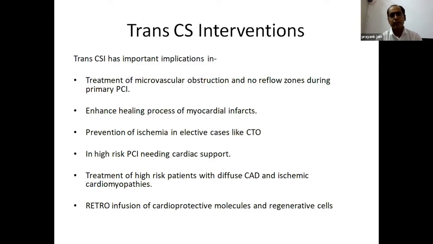So transcoronary sinus interventions in today's world have implications in treatment of microvascular obstruction and no reflow zones during primary PCI, in enhancing the healing process of myocardial infarcts, in prevention of ischemia in elective cases like CTO, in high risk PCI needing cardiac support, treatment of high risk patients with diffuse CAD and ischemic cardiomyopathies, and the retro infusion of cardioprotective molecules and regenerative cells.